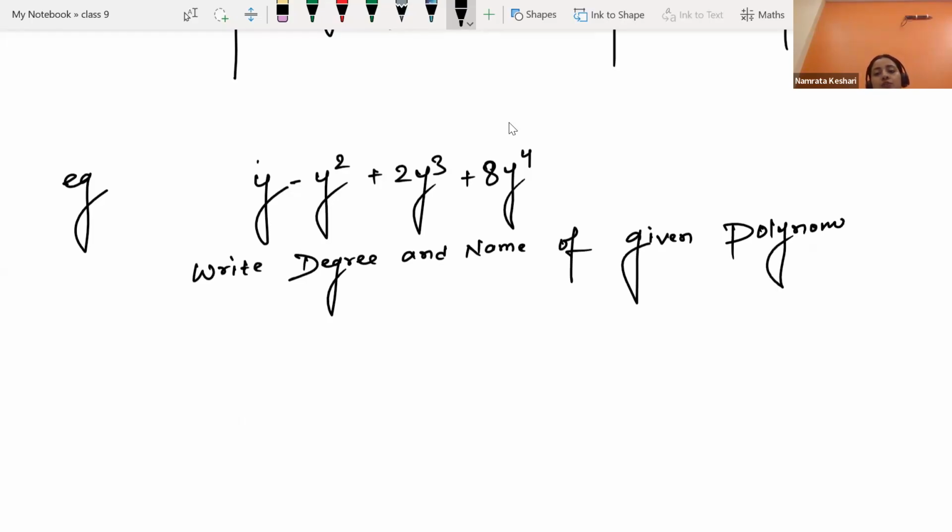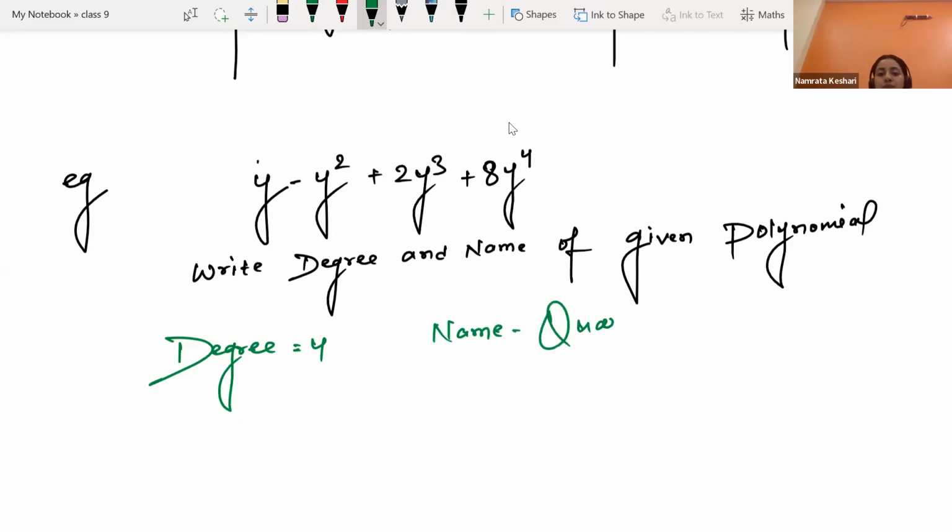Yeah. So we will write the answer like this: degree of the given polynomial is 4 and the name of the polynomial is quartic polynomial. Any confusion, Aisha?